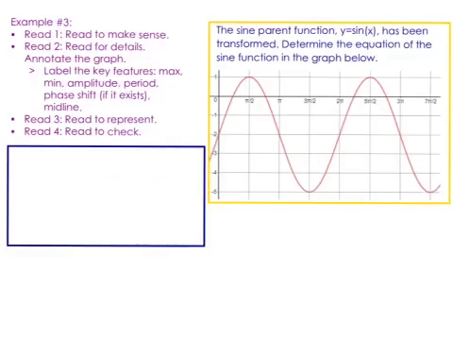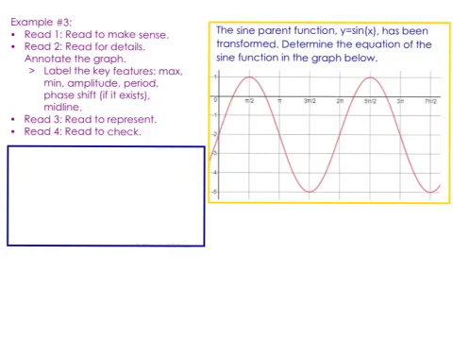So here's example number 3. Again, here's all the different reads we can do for our close reading strategies. Here's the example over here. It says the sine parent function y equals sine of x has been transformed. Determine the equation of the sine function in the graph below. Alright, so not so much of a real world situation yet. We're just reading this graph in order to write the equation.